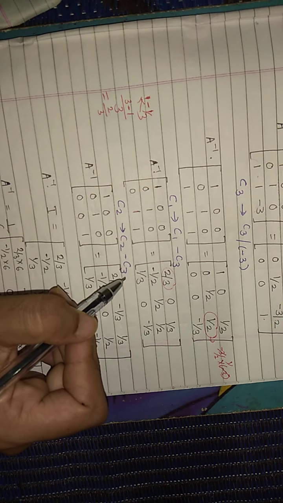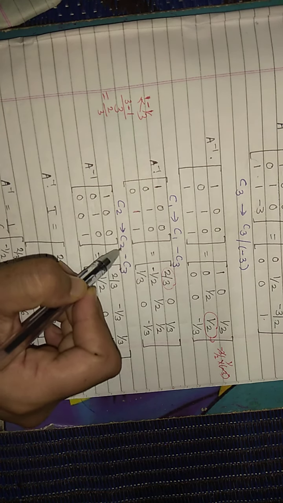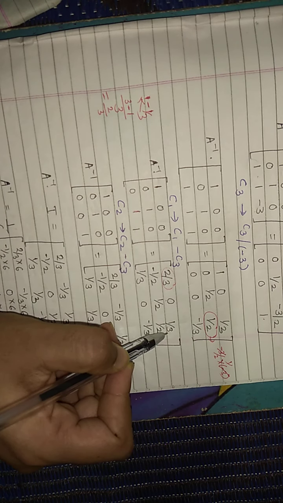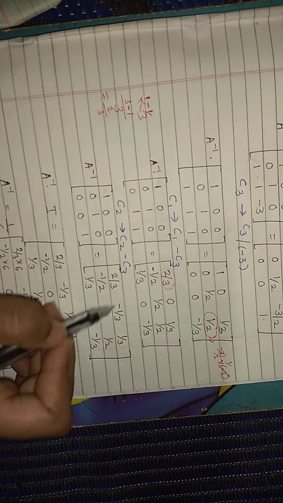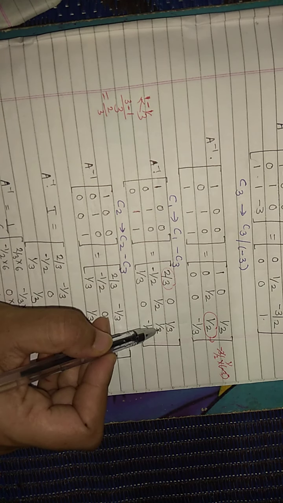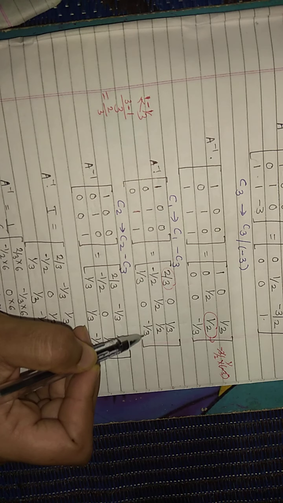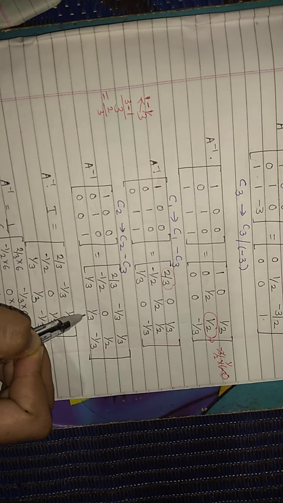So, 0 and C3 element is 1 upon 3. So 0 minus 1 upon 3 is minus 1 upon 3. Next element is half minus half, 0. 0 minus minus 1 upon 3. So minus minus become plus.